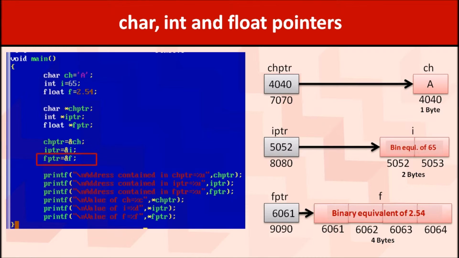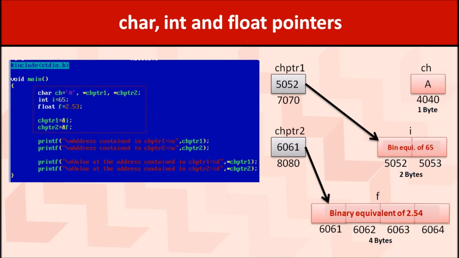Now we are assigning address of f variable to fptr pointer, and fptr pointer is storing address of starting byte of f variable, that is 6061, and fptr is pointing to variable f. Pointer always stores address of the first byte allocated to variable. Now we have printf statements. First 3 printf statements give address which are stored at pointers, and last 3 printf statements give the values of the simple variables.